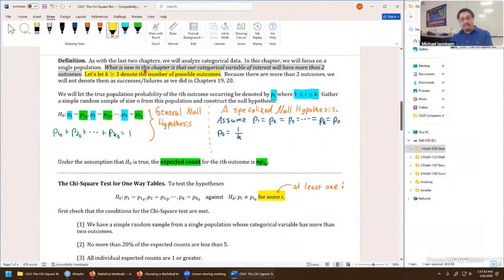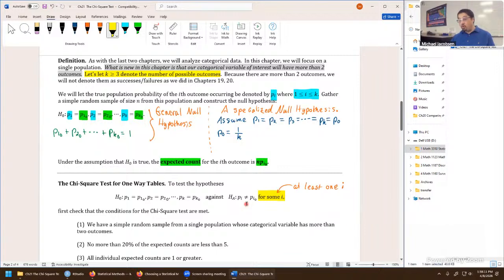Well, so far that's the test. It feels very different going from chapter 19, 2 outcomes, to suddenly chapter 21 with 3 or more outcomes. Our hypotheses start to look a lot different, but we're following the same kind of logic. It's just more parameters really on the table.